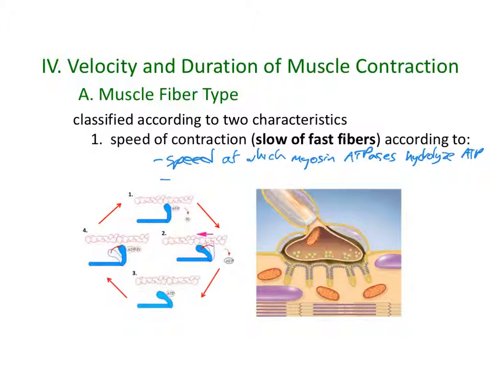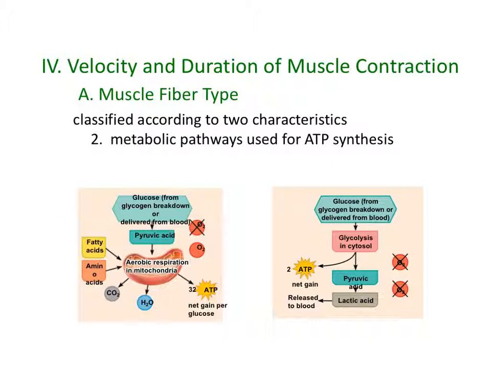So the pattern of motor neuron stimulation. If it's a slower motor neuron, it will stimulate it slower. The second factor that classifies muscle fiber type is the metabolic pathways used for ATP.